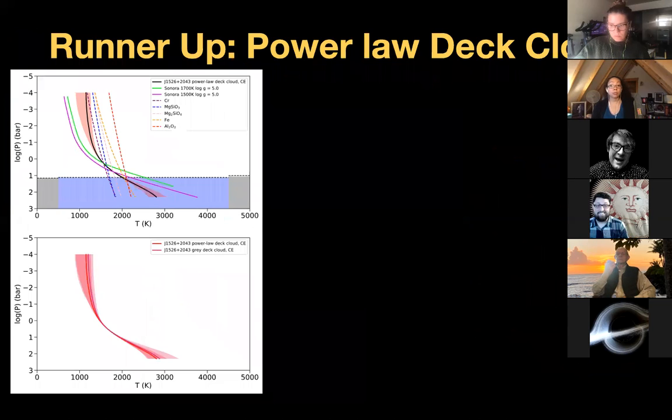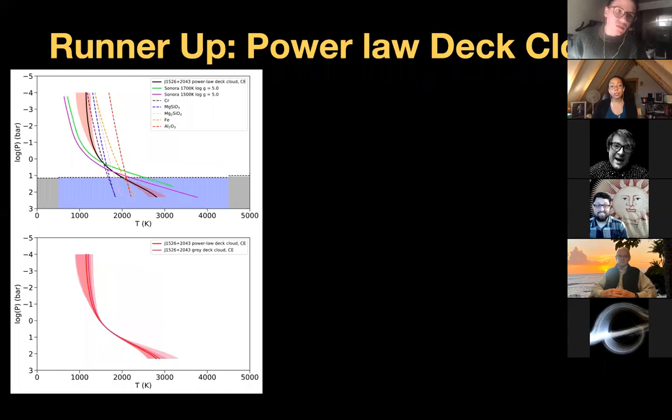So it has a runner-up model, which is a power law deck cloud. We wanted to look at this one because it has a BIC of 2.4. So while it's not in the indistinguishable range, it is very close. And if you look at the figure on the bottom, we're plotting the pressure temperature profile for the winning model, which was the gray cloud, compared to this one. And we see that those are almost indistinguishable from one another.